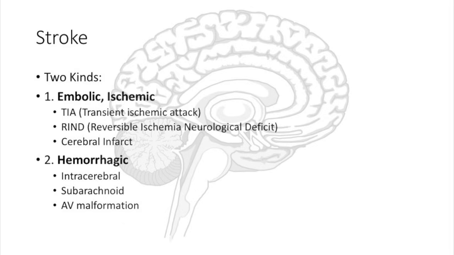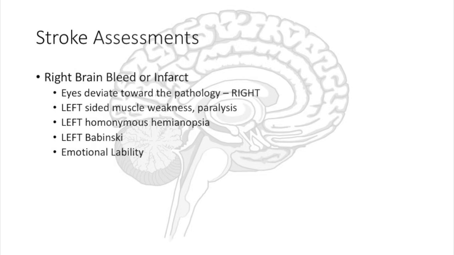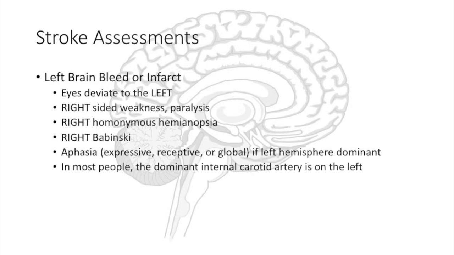Assessments for strokes. A right brain bleed or infarction, the eyes will deviate toward the pathology. You have left-sided muscle weakness, left-sided homonymous hemianopsia, left-sided Babinski, and emotional lability. Again, for your left side brain bleed or infarction, your eyes are going to deviate to the left. Right-sided weakness, right-sided homonymous hemianopsia, right Babinski, and you can have aphasia, expressive, receptive, or global. So this is where the Broca's area comes into play.